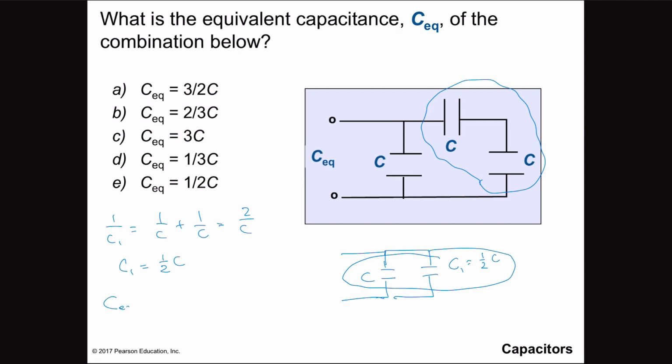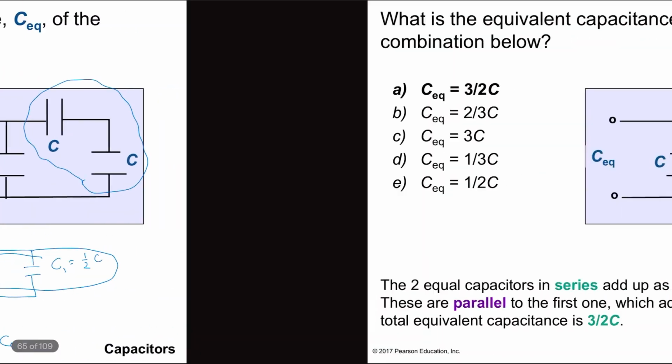So to get the total equivalent capacitance, that would drop us down to just one capacitor, the equivalent one. That's just going to be C plus 1/2 C, which is 2C over 2 plus C over 2, which is going to be 3C over 2. And so the total equivalent capacitance is going to be this 3/2 of C right there.